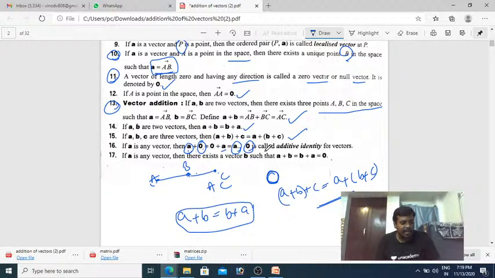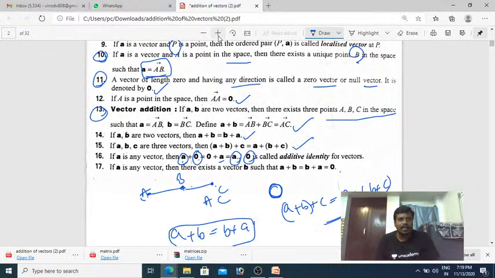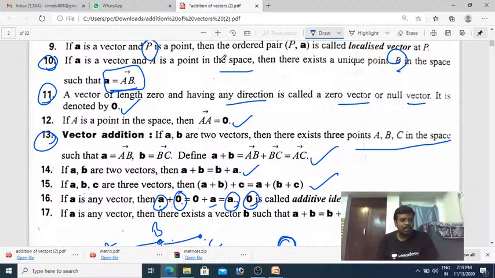Additive identity. The screen is not clear. Now it is okay. Now the screen is okay.